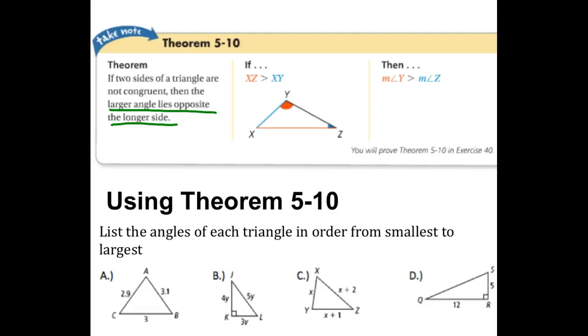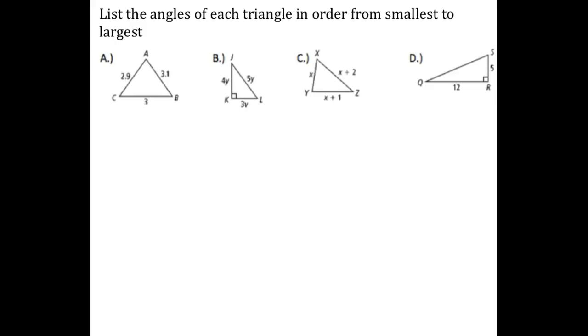So here they said XZ was bigger, across from XZ is Y. That means angle Y is bigger. Okay? So basically, we're just kind of asking you to recognize what's larger, what's smaller. I'll do the first one with you. We're looking at the first one. There's 3 sides, 2.9, 3, and 3.1. The smallest of those 3 numbers is 2.9.